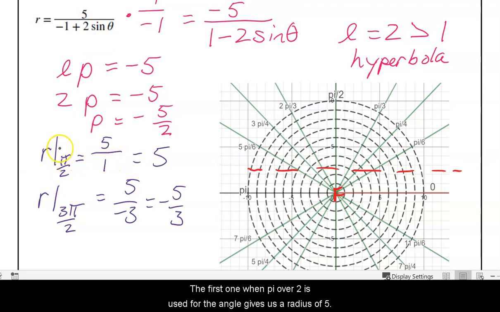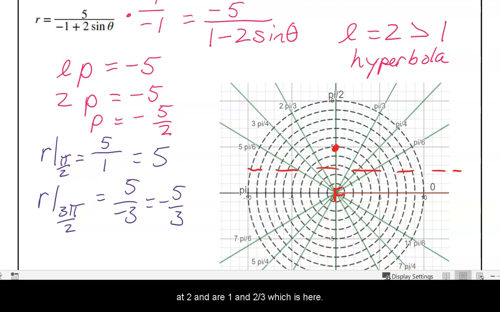The first one, when pi over 2 is used for the angle, gives us a radius of 5. That would be located here for the vertex of the upward opening part. Then when we used 3 pi over 2 for the angle, we get negative 5/3, which again puts us out along the pi over 2 line, but at 1 2/3, which is here.